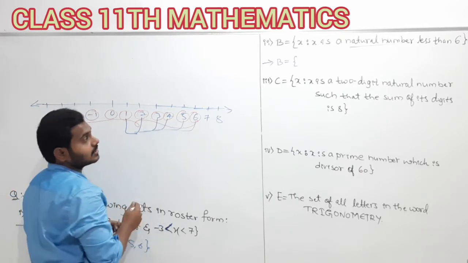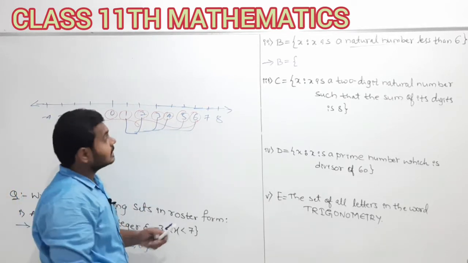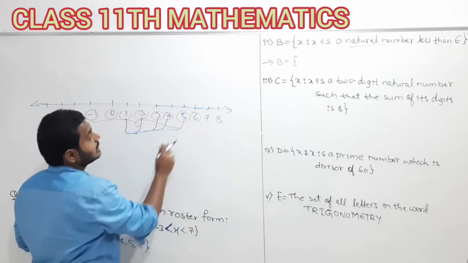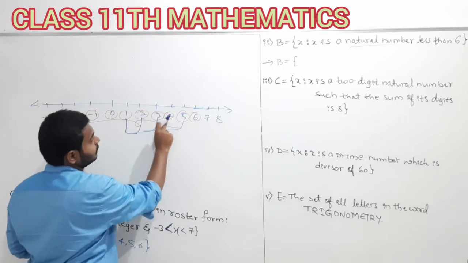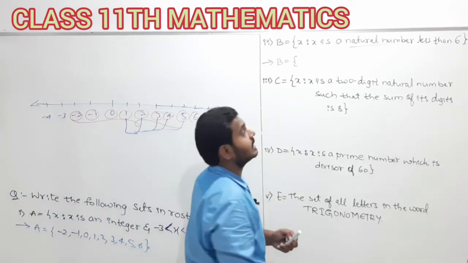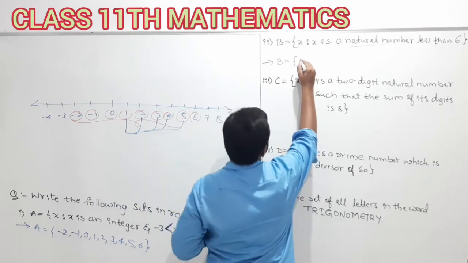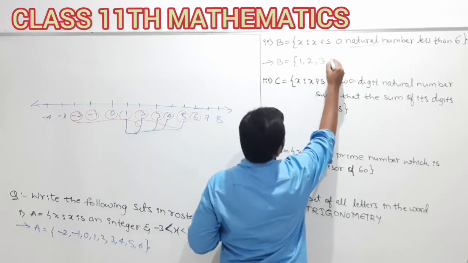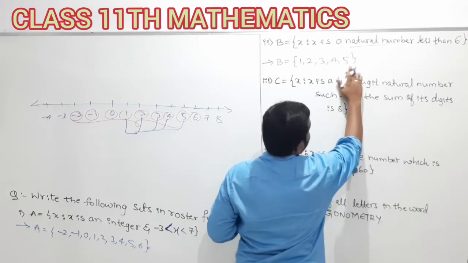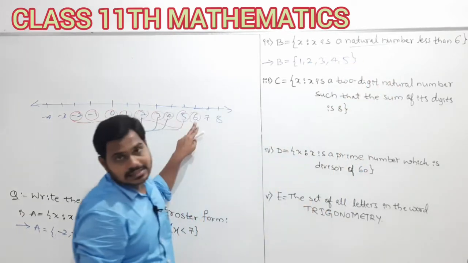Sorry, you should not take 6, because they told less than 6. Less than 6 means 1, 2, 3, 4, 5. These are the only natural numbers which are less than 6. You should not take 6, because less than 6 means 6 is not included.